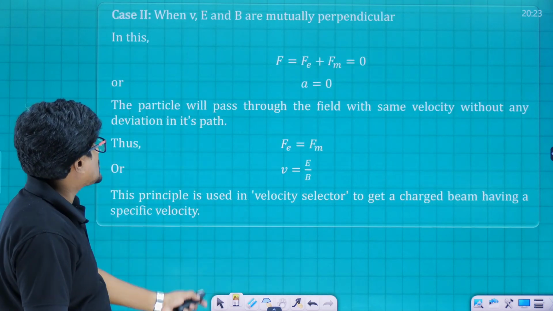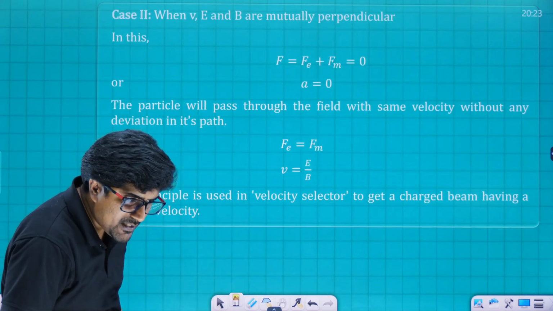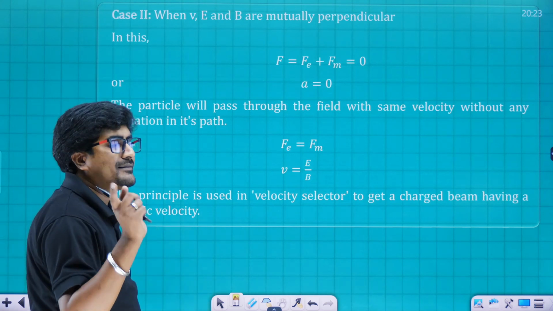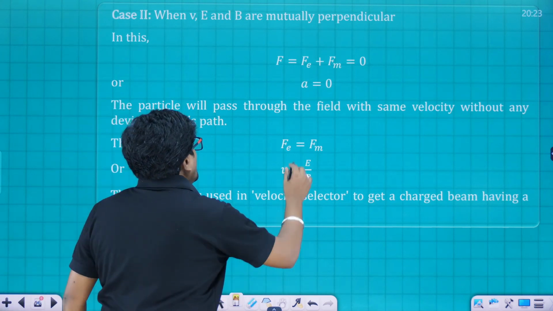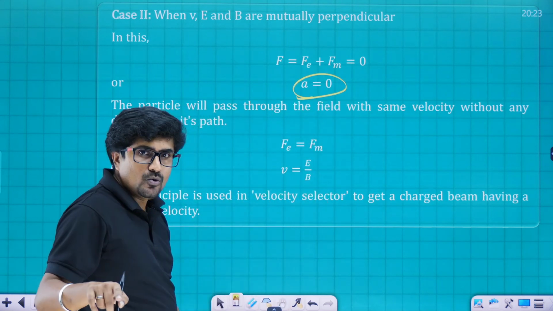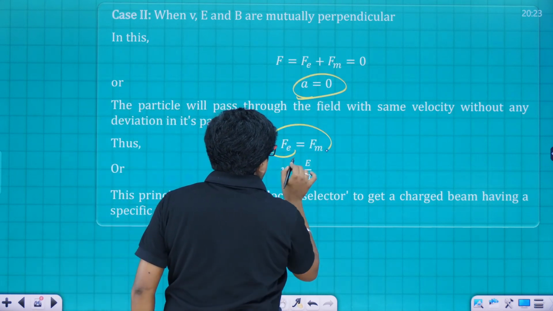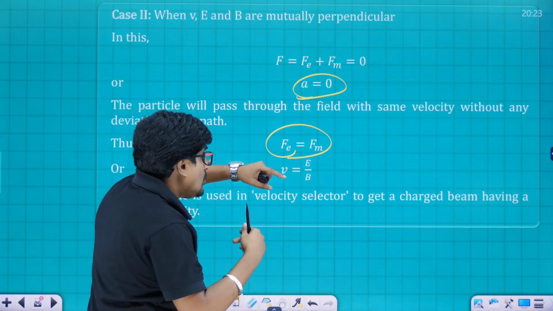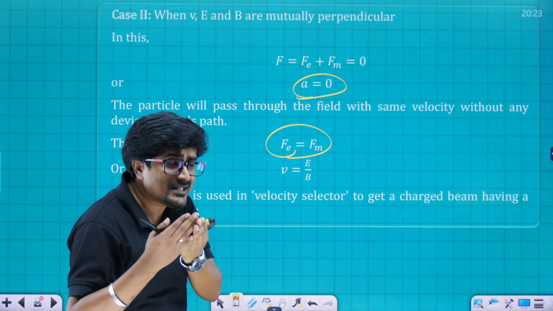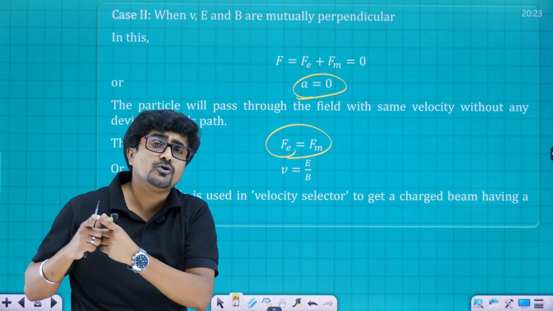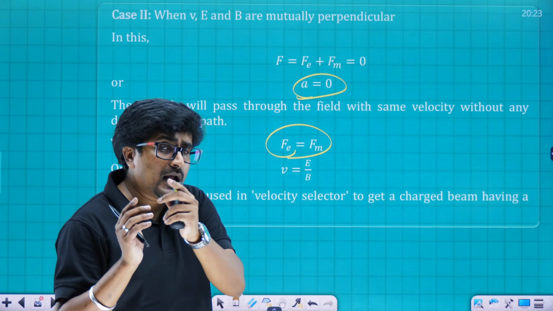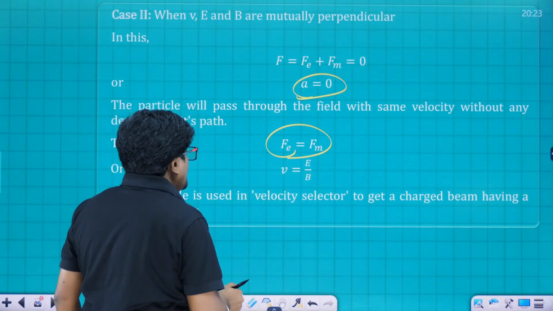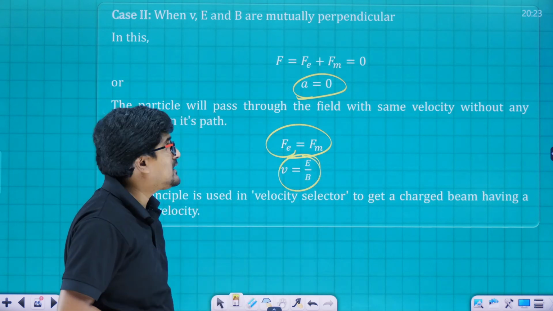Now comes the next: what if we have an electric field as well as a magnetic field perpendicular to each other? If the electric field as well as the magnetic field is perpendicular, then the resultant force acting is going to be 0, which means the acceleration is going to be 0. F suffix E and F suffix M can cancel in that case. Since the resultant force is 0, the charged particle is in equilibrium, which means it can move in a straight line with a constant velocity. This is the working principle behind the velocity selector as well.